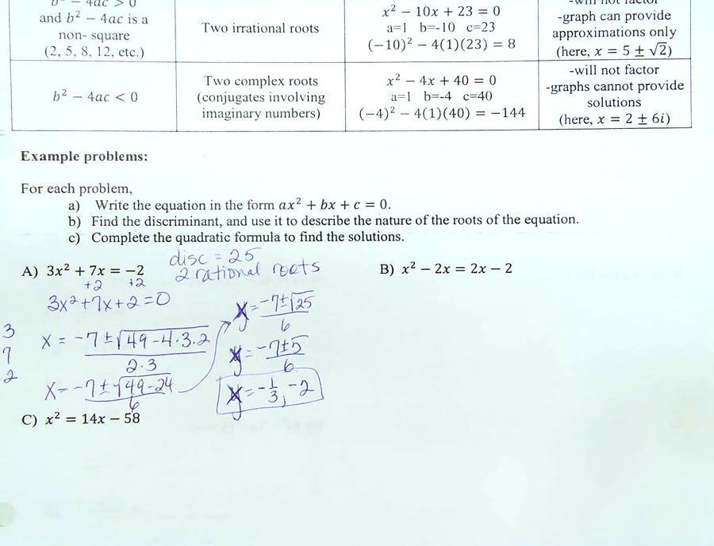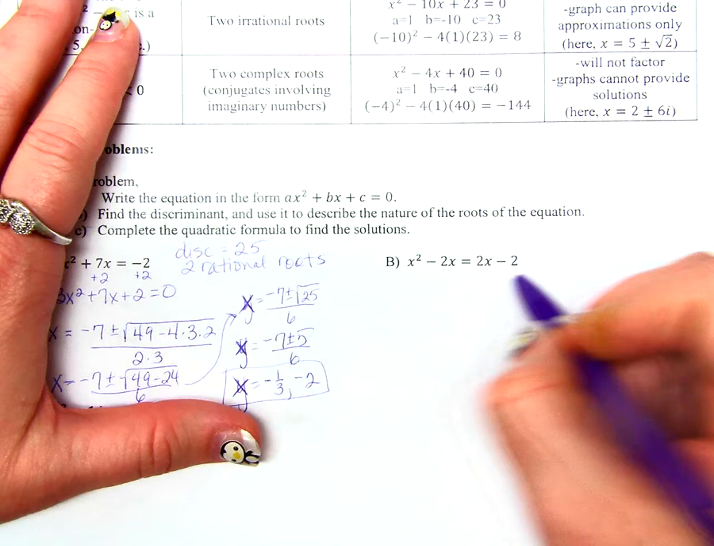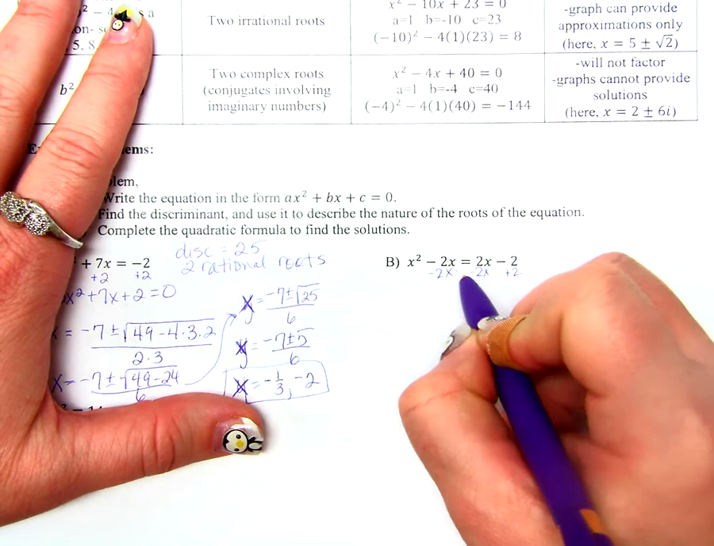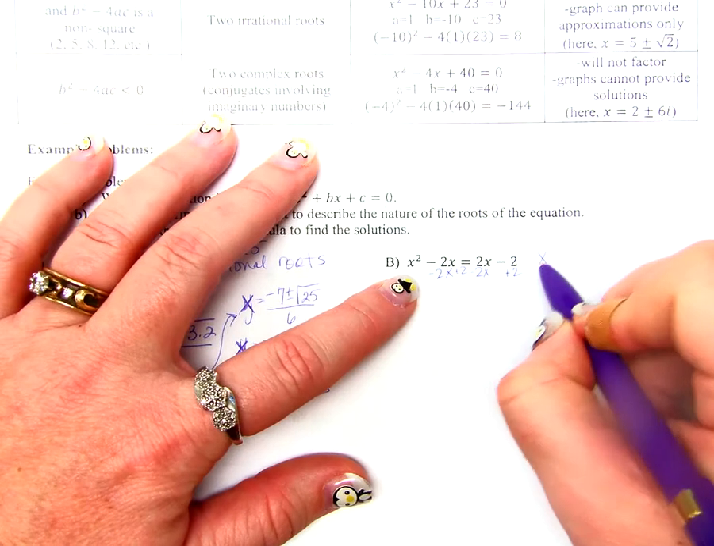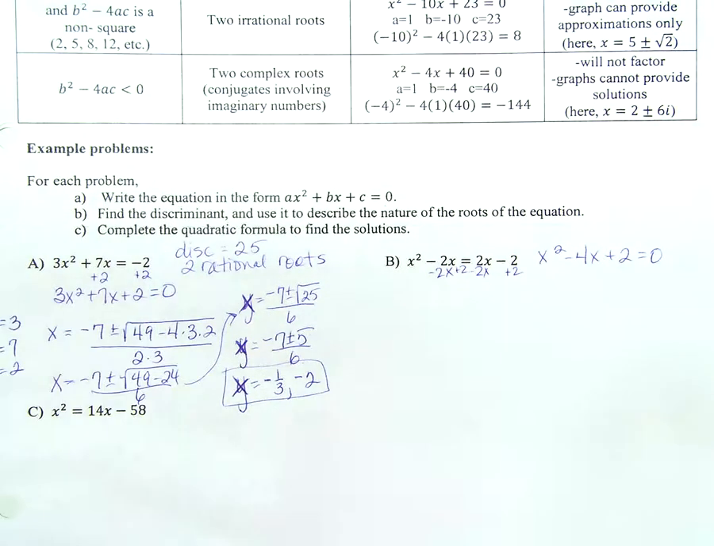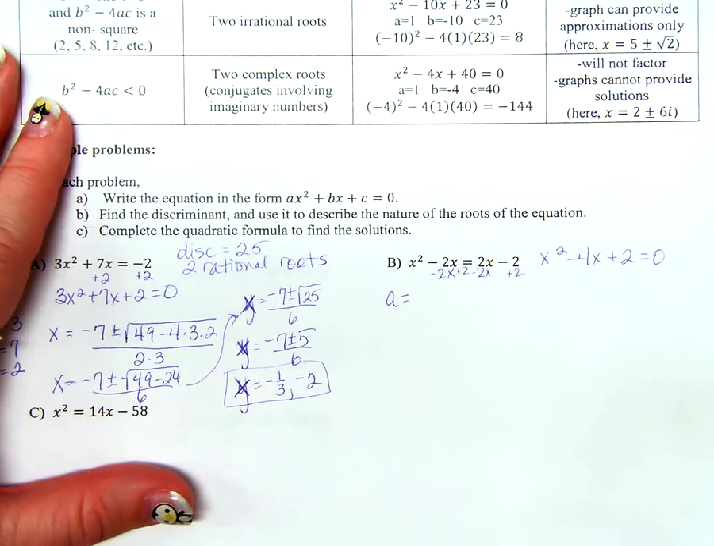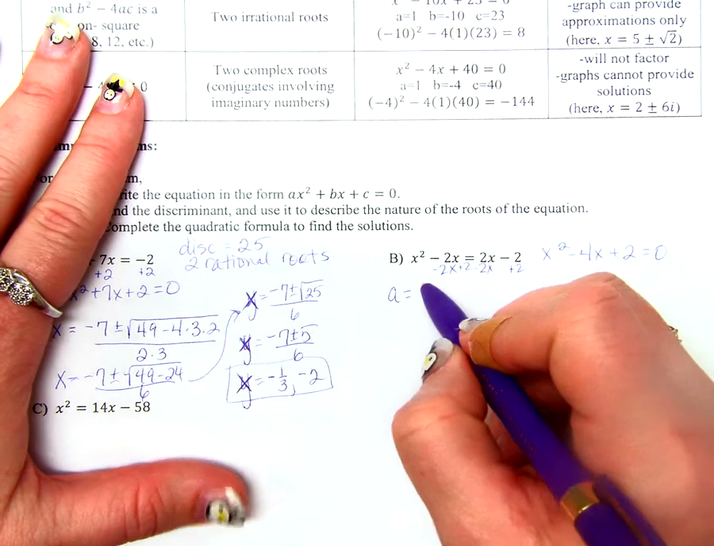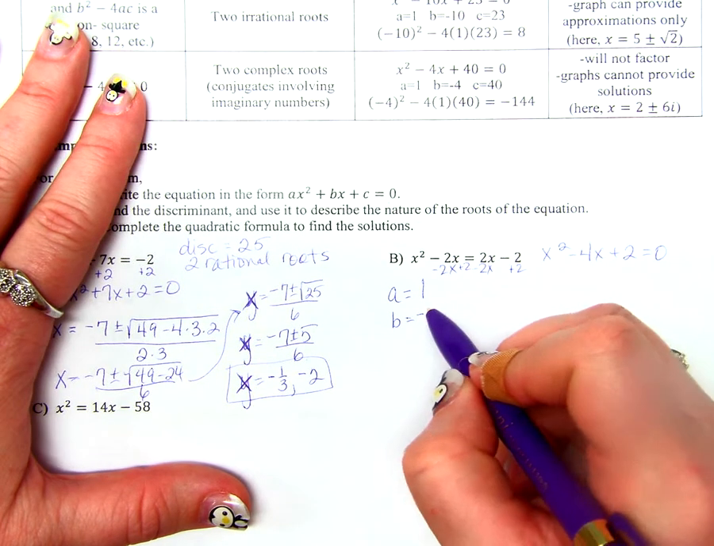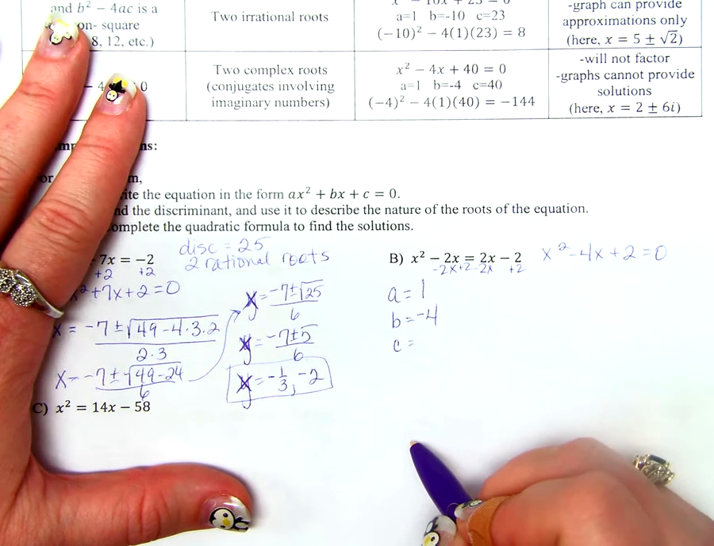Let's write it in standard form first. Let's get it equal to 0. So what do you want to do first? Very good. Subtract 2x from both sides. Add 2 to both sides. So I get x squared minus 4x plus 2 equals 0. Yes, sir? What's A? A is 1. What's B? Negative 4. And what's C? 2.